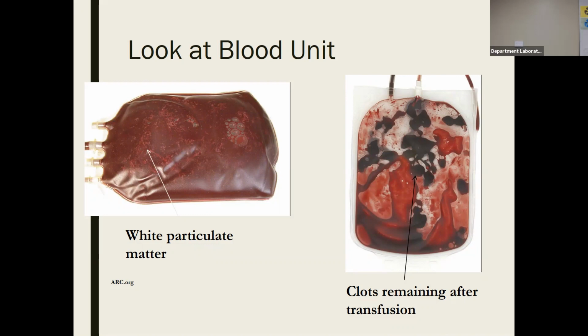Notice here is a unit after transfusion that had some bacteria in it, and notice how all these clots remain. That bacteria has caused the clotting in the unit. That's really hard to see beforehand, but if you do a very good visual inspection, you can see this little area right here. That's what you look for. Again, very difficult to see in red cells. Very easy to overlook. That's why you always want to do a good visual inspection.